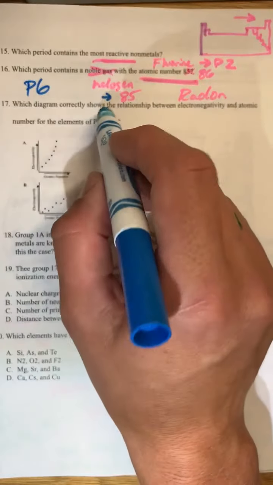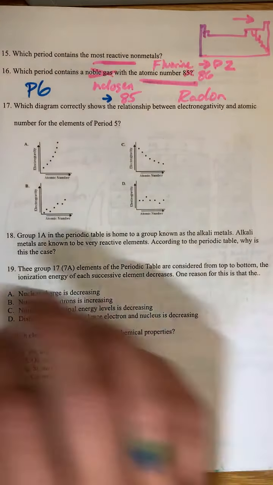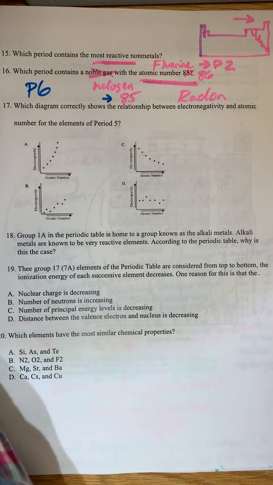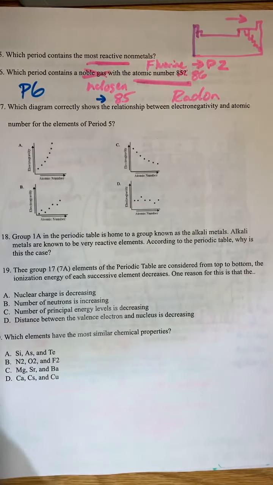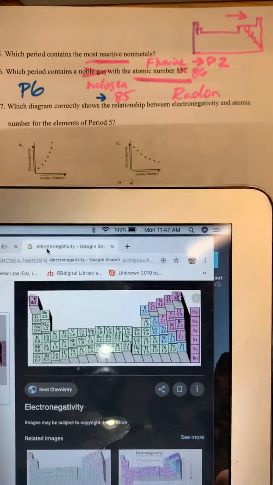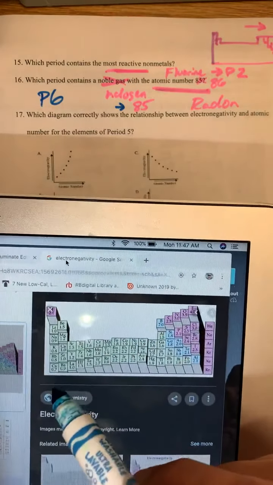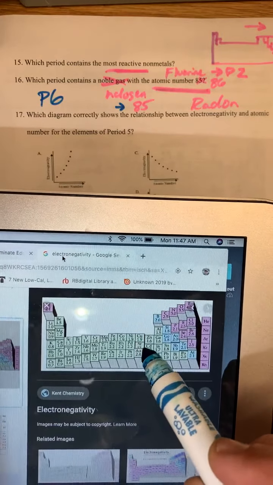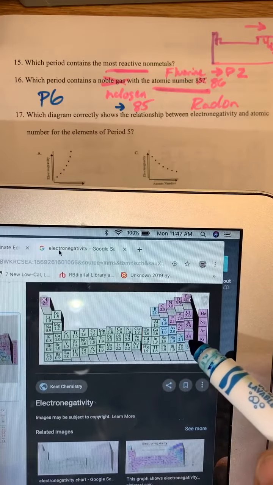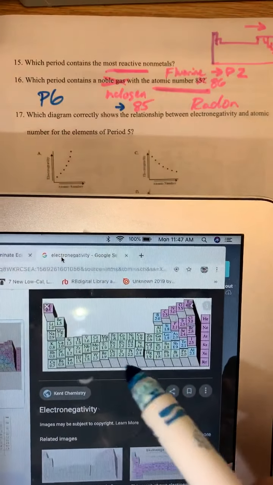17. Which diagram correctly shows the relationship between electronegativity and atomic number for the elements of period 5? Well, you'd have to look at a table of electronegativity, and that's electronegativity, right? So what's happening in period 5? 1, 2, 3, 4, 5. Well, it's going up to 2.2, and then it goes down 1.9, 1.7, and then it goes back up again to 1.9, 2.1, 2.5.